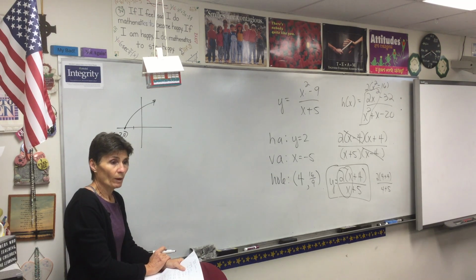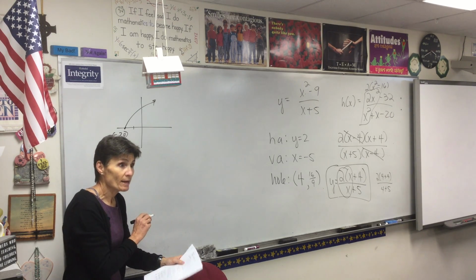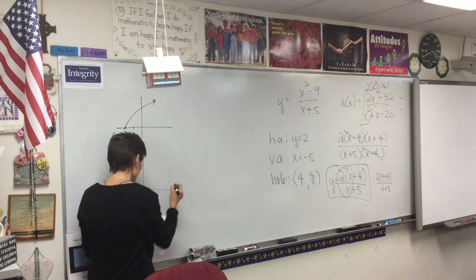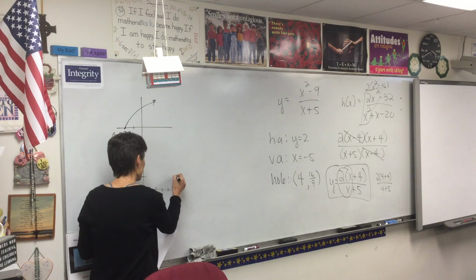All right, what about B? You go to the right 5, up 1. It's the same shape. So it's going to be exactly the same shape, but it's moved over 5 and up 1.